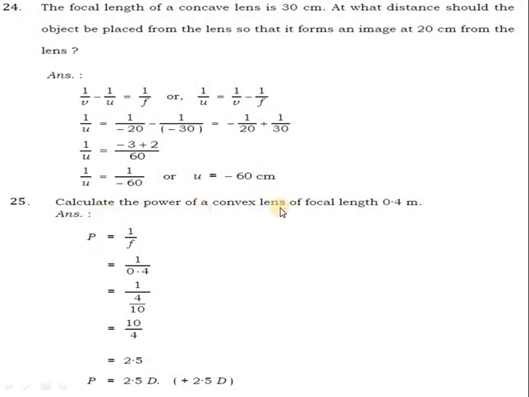Calculate the power of a convex lens of focal length 0.4 meter. Here, we know that power is nothing but the reciprocal of the focal length. So, 1 by 0.4 which is nothing but equal to 10 by 4 which is 2.5. So, power of the lens is 2.5 diopter.